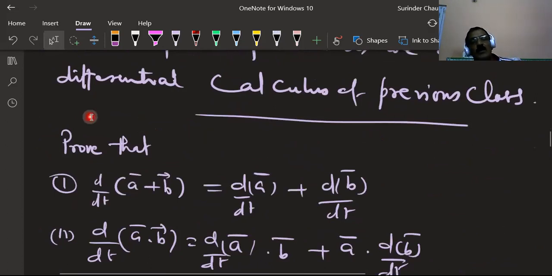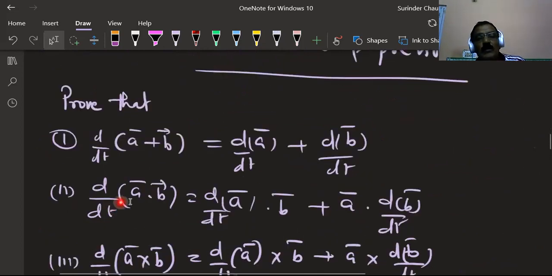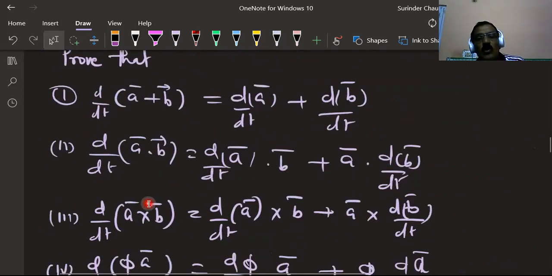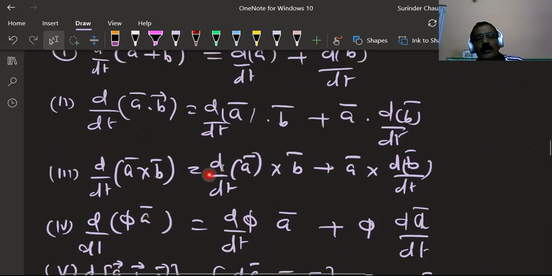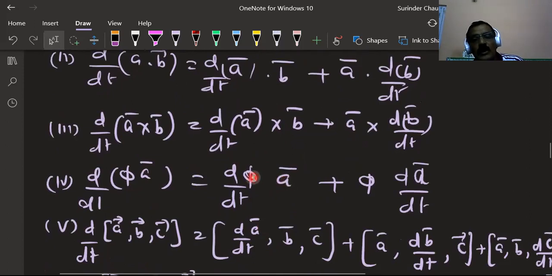Now, I will talk about the derivative. The derivative of a sum is the sum of the derivatives. The derivative of a product, where the product is dot, cross, or simple multiplication, works like this: the first function is differentiated while the second stays as is, then the second is differentiated while the first stays as is. If the cross product or simple multiplication is there, the same rule applies. You can apply it for the cross product as well as for simple multiplication of a vector with a scalar.